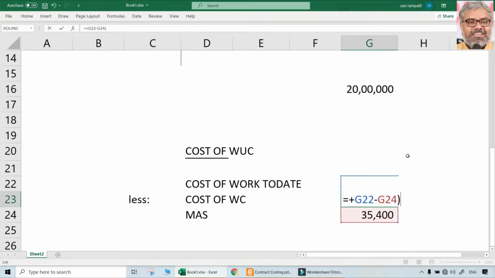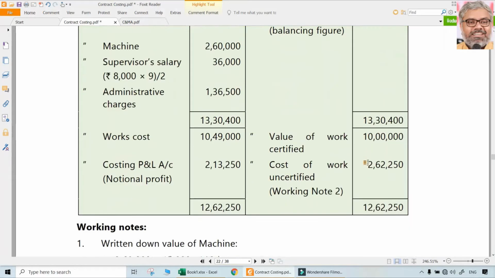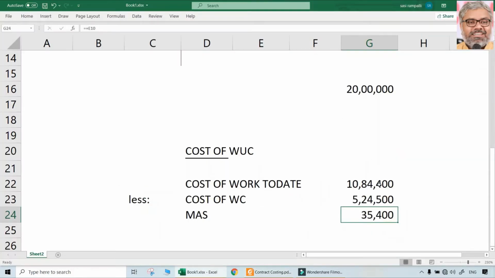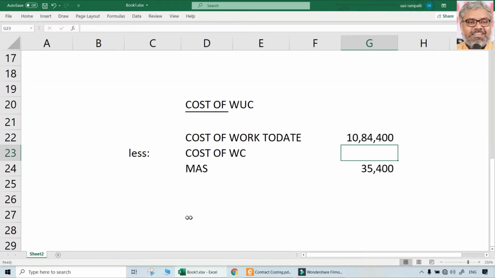But how much has the architect given the certificate for? He has given certificate only for 50% of the work. That means divided by 2. Means what is the cost of the work? 50% of the contract price. No, we cannot take this. So let us take it this way. 10,84,400 minus 35,400 is representing the cost of the work done till date.